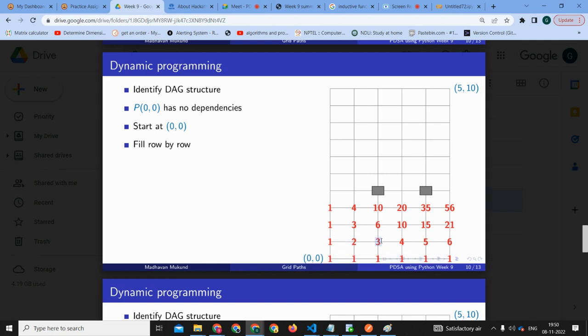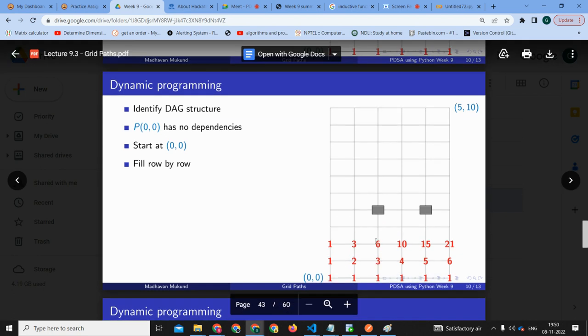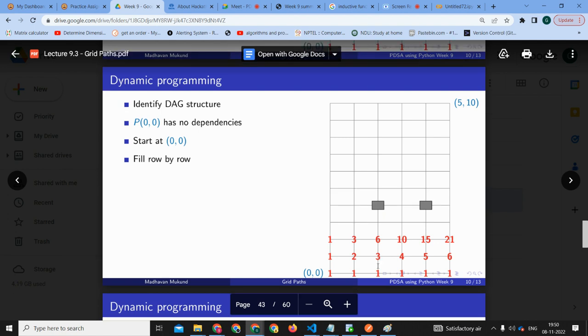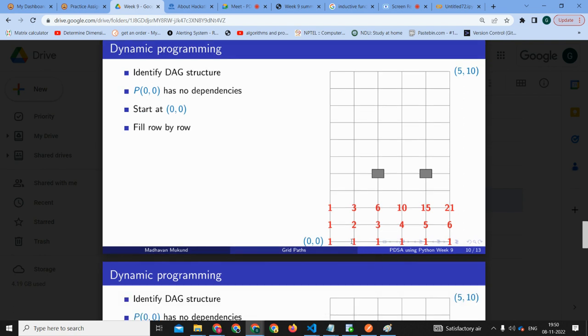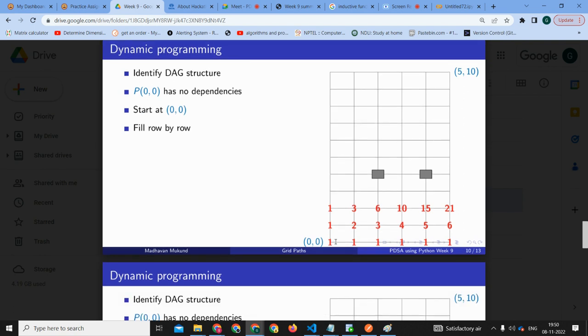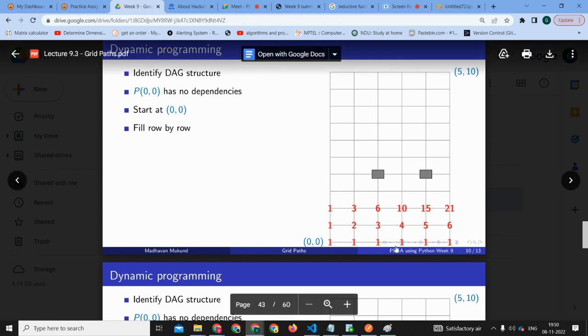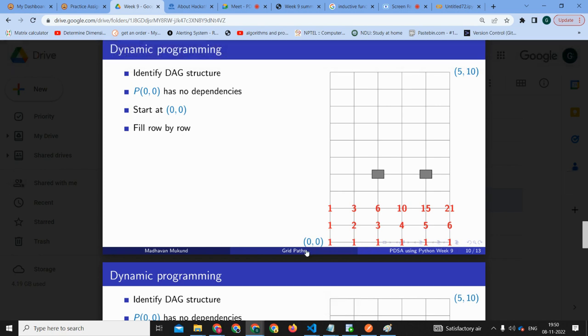Yeah, you're right. In order to reach this point, we have 2 + 1. I mean, you need to take three paths. So 3 paths are available. So we are just going to calculate. He's filling row by row. We can also fill column by column.